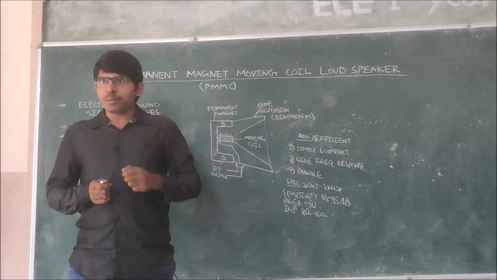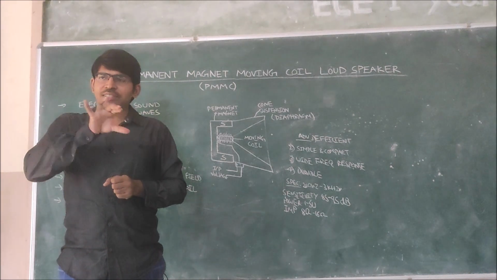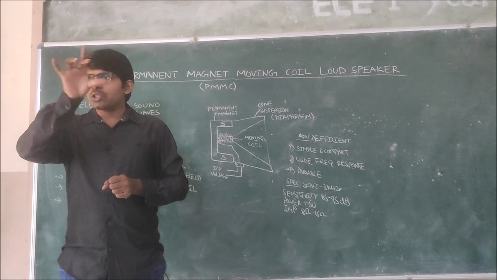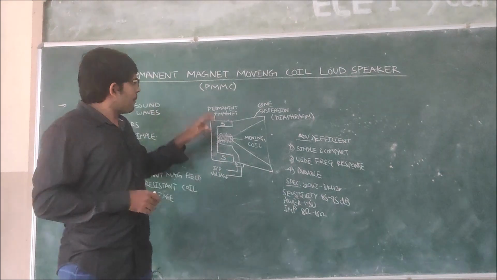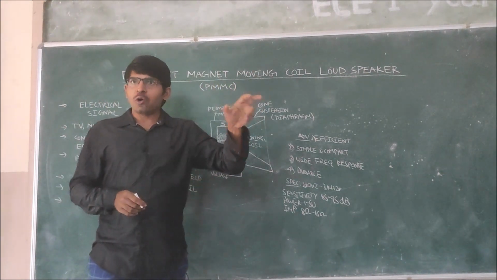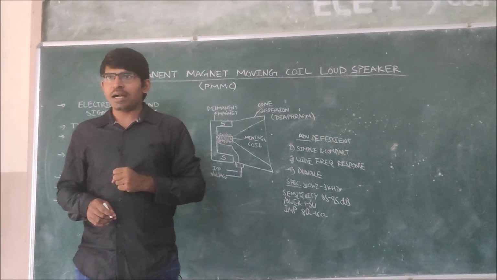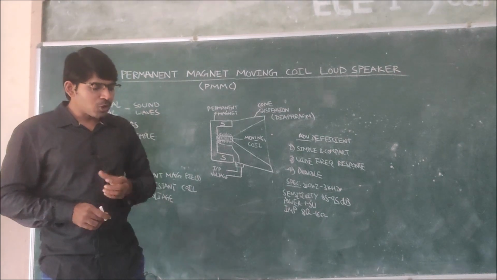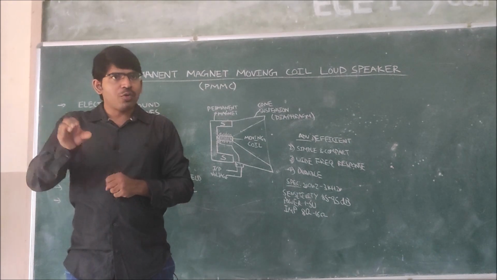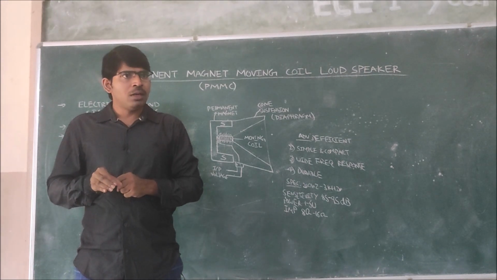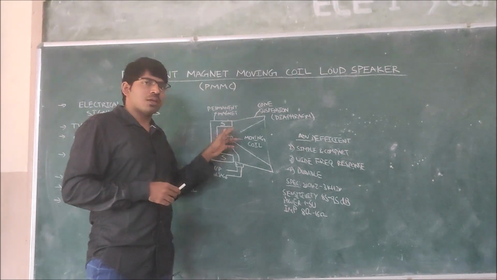But at the receiving end, we require a loudspeaker which is capable of converting this amplified electrical signal back to a sound signal. Today we are discussing the basic loudspeaker, the permanent magnet moving coil loudspeaker. This moving coil mechanism we have already discussed in the dynamic microphone. The dynamic microphone works with the moving coil mechanism. Whenever we give sound waves to the dynamic microphone, a coil is wound on the north pole of the permanent magnet.